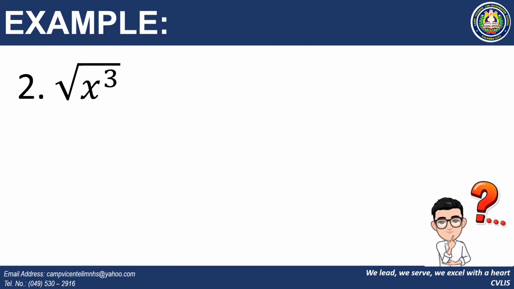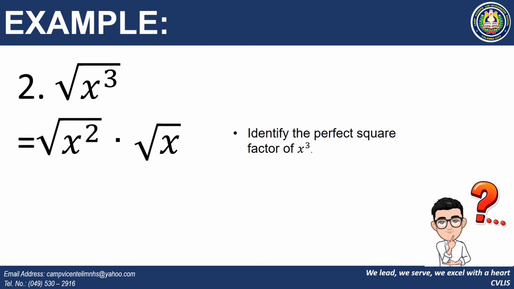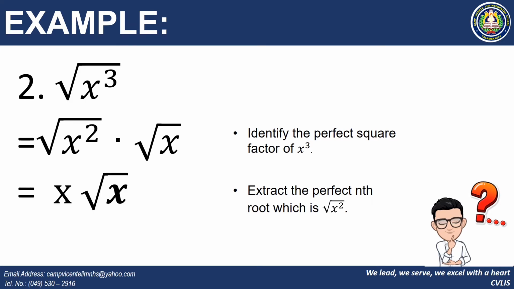Example number 2 is the square root of x cubed. The first step is to identify the perfect square factor of x cubed. The factors are the square root of x squared and the square root of x. The second step is extracting the perfect nth root of the square root of x squared. The square root of x squared is equal to x. We therefore conclude that the final answer is x square root of x.